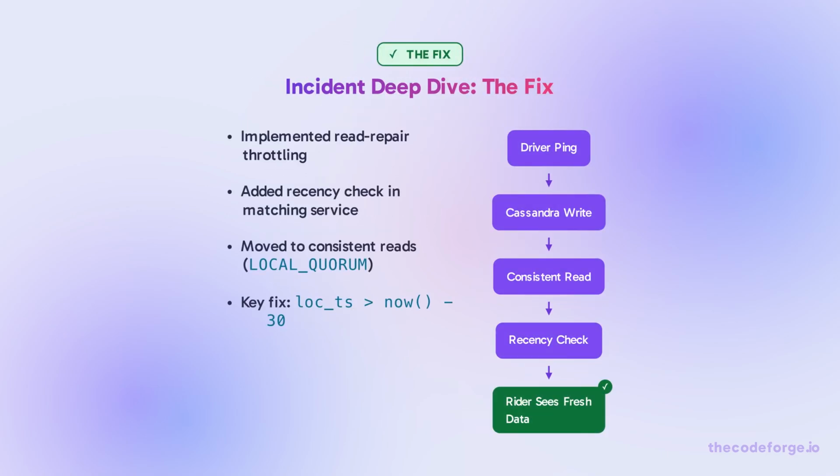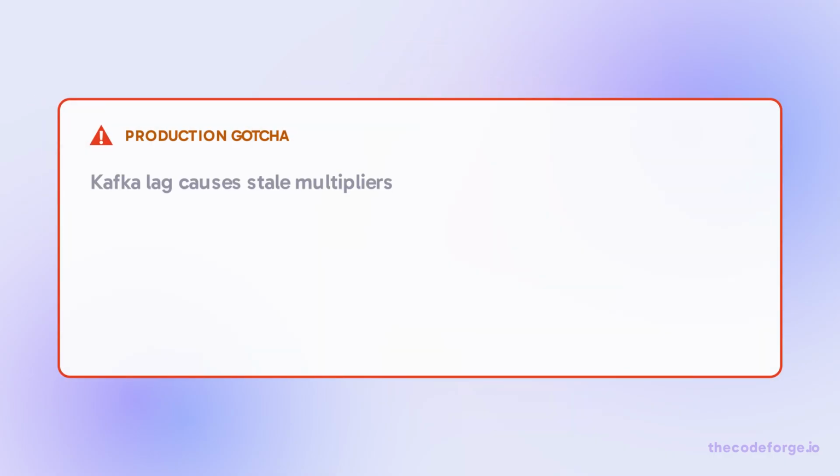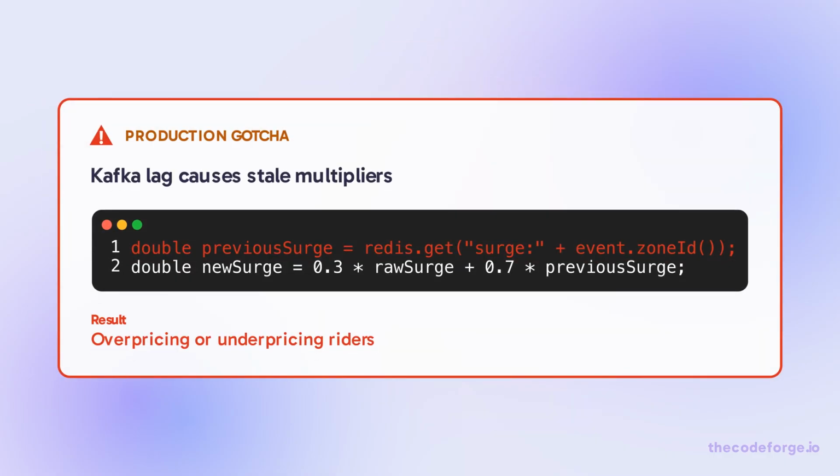The fix involved 3 changes: throttling read repair to prevent stale data propagation, adding a recency check in the matching service to discard pings older than 30 seconds, and moving to consistent reads with local quorum for the primary location table. If the Kafka topic lags, the surge calculation uses stale supply counts.